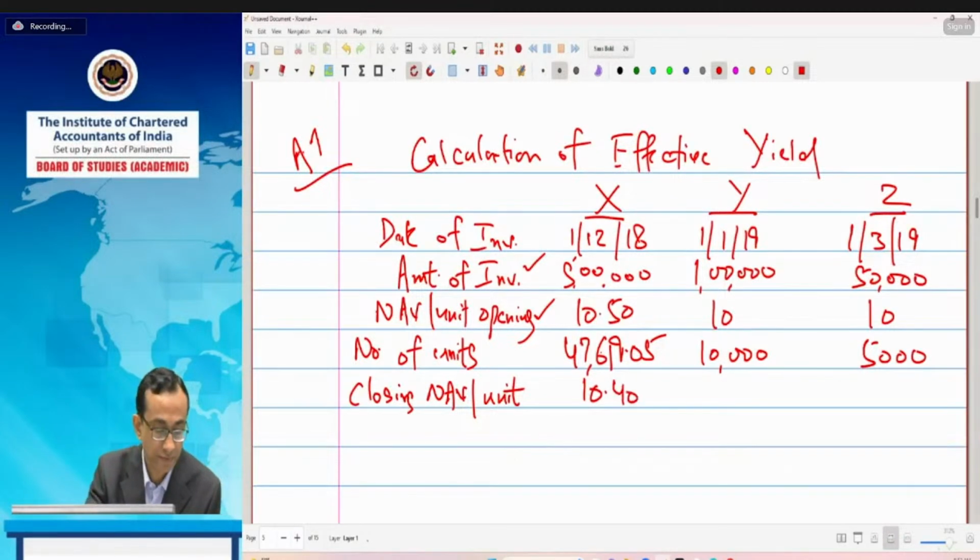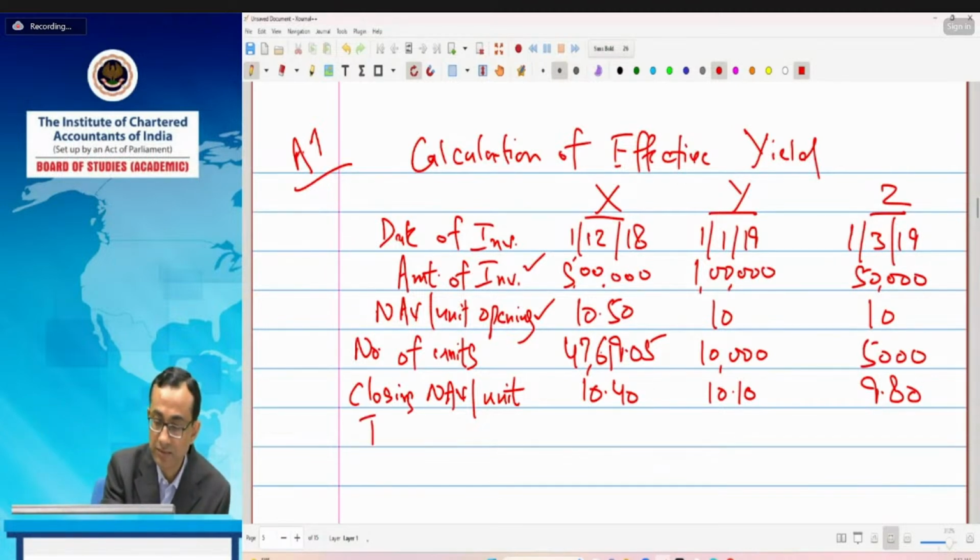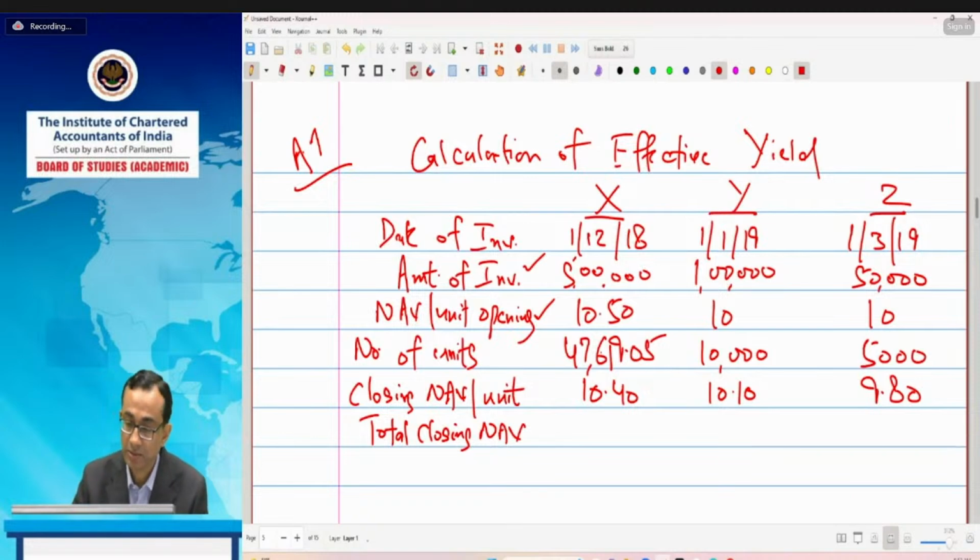10.40, 10.10, and 9.80. Okay. Now, can we calculate the total closing NAV from the figures which we already have? The answer is yes. Because we got the number of units, we will multiply it by the closing NAV per unit, then we will get the total closing NAV. So we multiply this figure 47,619.05 by the 10.40.